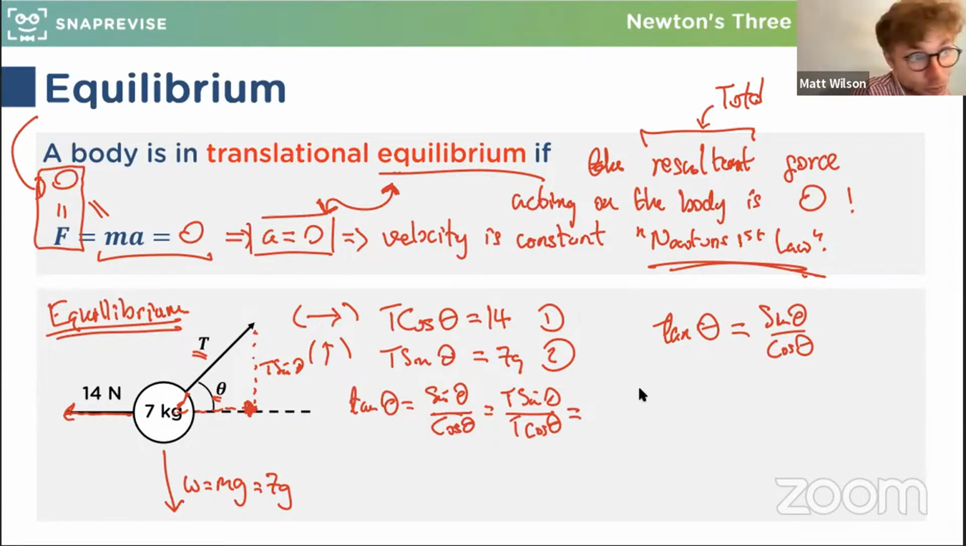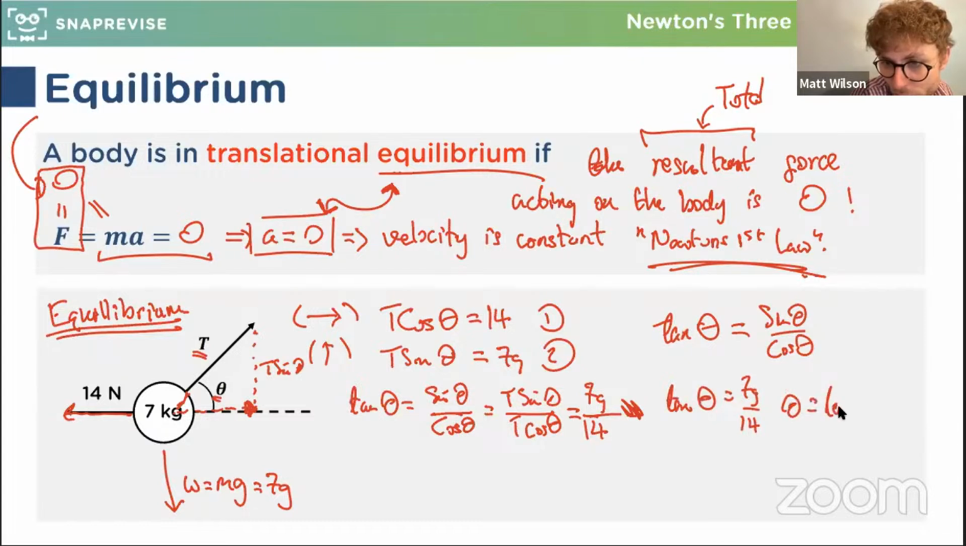So this is T sine theta over T cos theta. T sine theta was 7g. T cos theta was 14. We can check that in a calculator. And in fact, we don't need to. We know that from this, tan theta equals 7g over 14. Therefore, theta equals the inverse tan, which you can put in the calculator, of 7g over 14. And this is a number you can find out from this, that the angle here, theta, is 78.47 degrees.